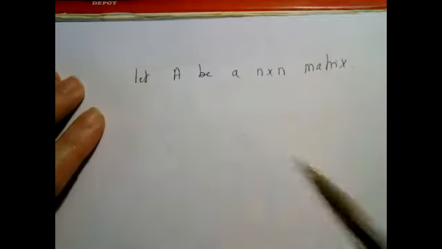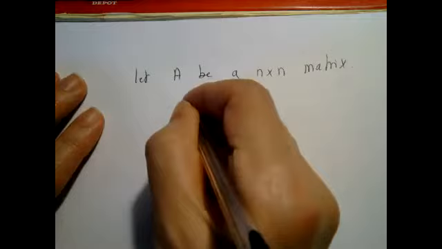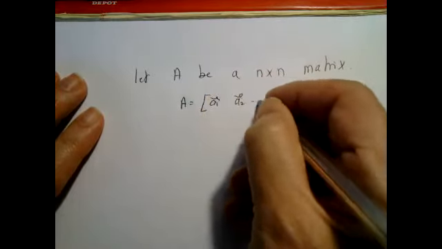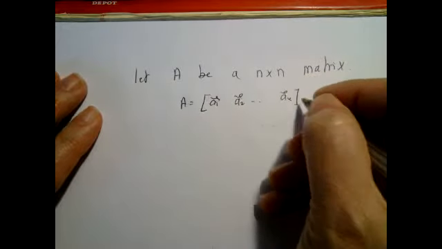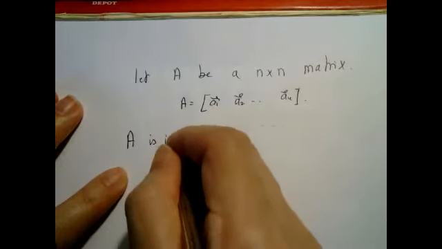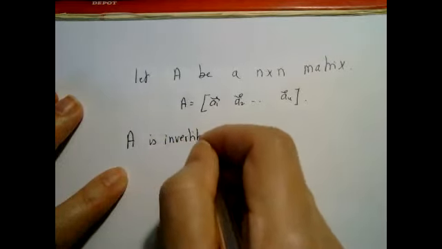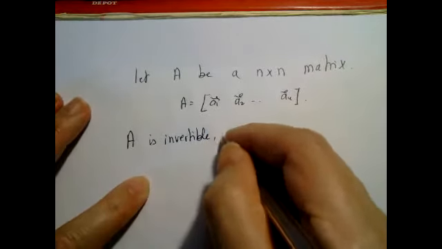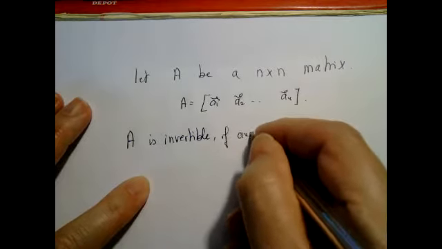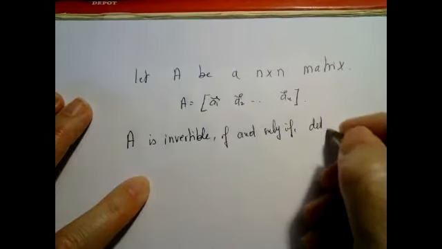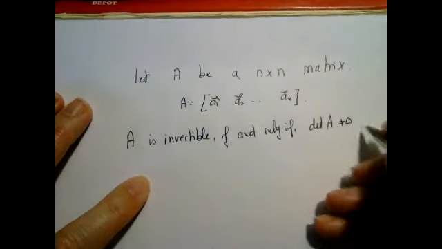Then let A be, and I'm going to emphasize its columns, A1, A2, and An. Then a matrix A is invertible, which means we can find something to multiply it by to give me the identity, in terms of determinant, if and only if the determinant of A is different from 0.